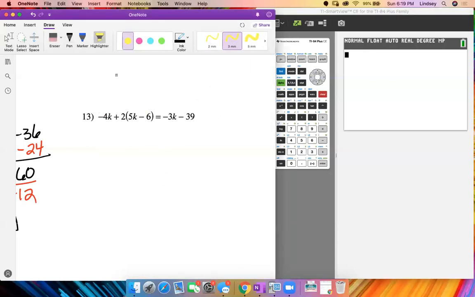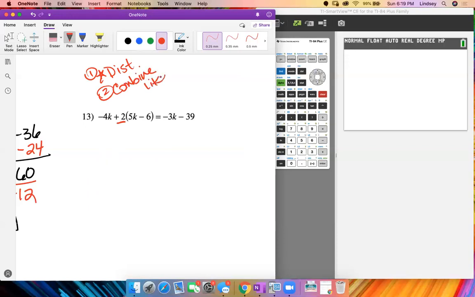All right, first thing I notice is I have multiple terms with k. But before I can even deal with that, I have to deal with this parentheses. I have to deal with that 2 in front of my parentheses. Okay, I have to do the distributive property first before I can combine like terms.